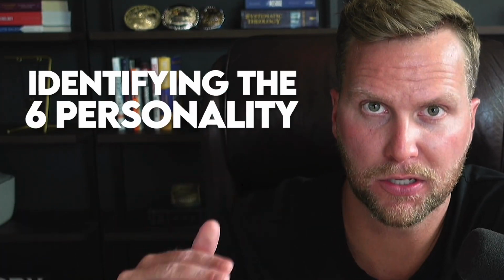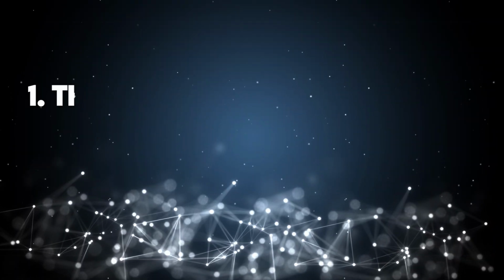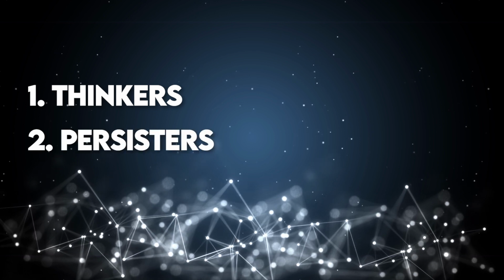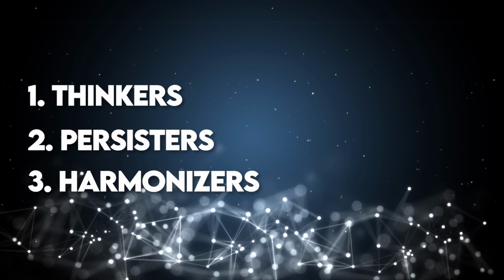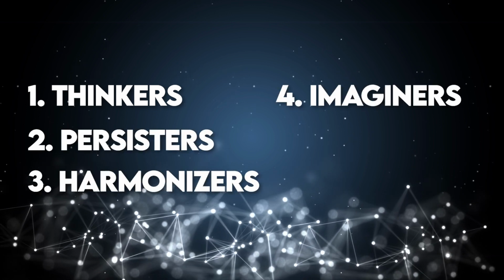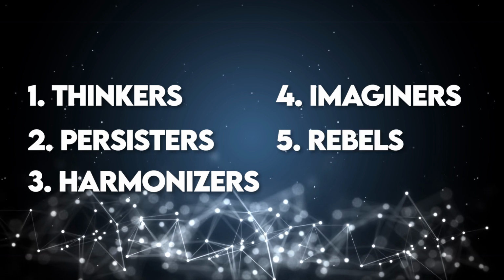In this video, what I want to do is walk you through how you can use and leverage the process communication model to effectively communicate with 100% of your audience and squeeze as much juice out of the lemon from your marketing and your sales messages. So the best place to start is identifying the 6 personality types. Number 1, we have thinkers. Number 2 are persisters. Number 3, harmonizers. Number 4, imagineers. Number 5, rebels. And number 6, promoters. So let's dive into each one of these.